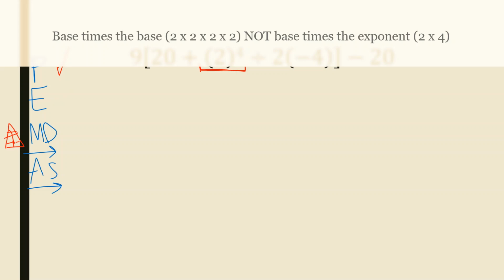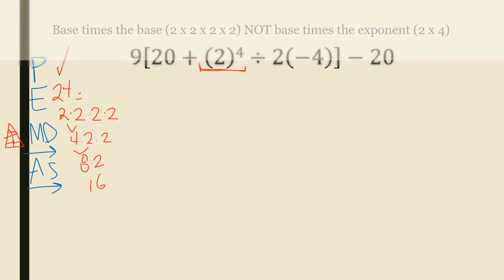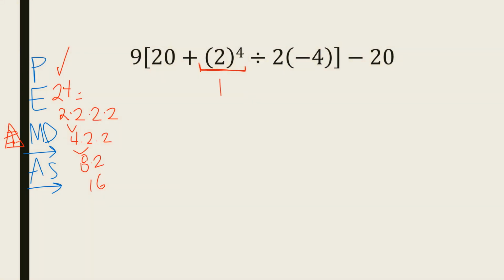2 to the 4th power equals 2 times 2 times 2 times 2. 2 times 2 is 4 times 2 times 2. 4 times 2 is 8 times 2 is 16. So 2 to the 4th power is 16. And make sure you bring everything down.